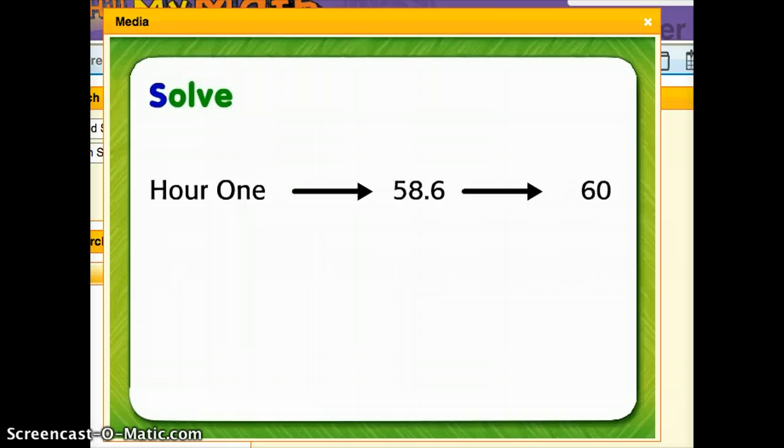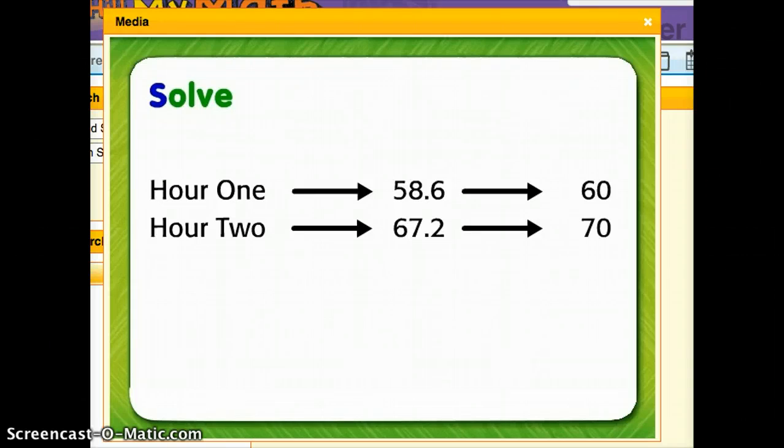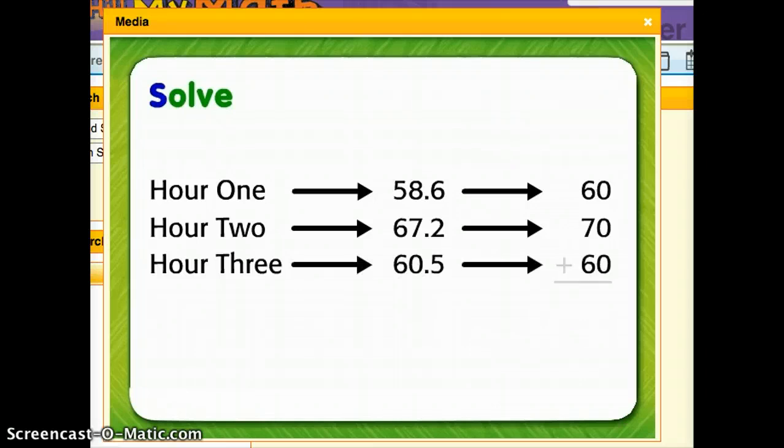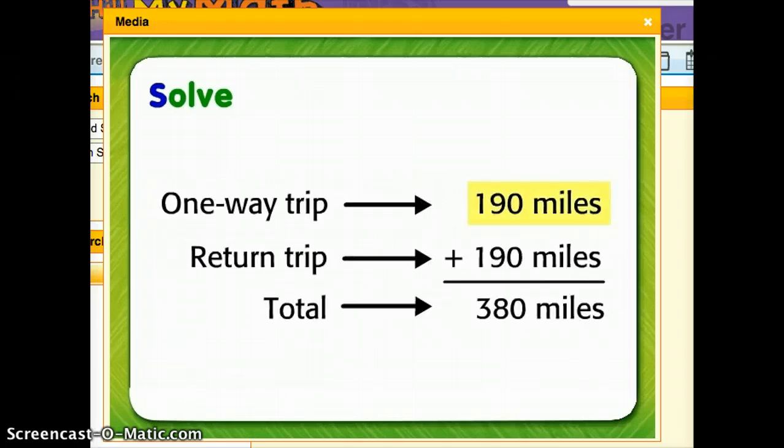Now, let's solve the problem. Well, we know that in hour 1 they drove 58.6 miles. We can estimate that to be about 60 miles. We know that in hour 2 they drove 67.2 miles. That's about 70 miles. And we know that in hour 3 they drove 60.5 miles, which is about 60 miles. 60 plus 70 plus 60 equals 190. The one-way trip was about 190 miles. The return trip was another 190 miles. Mandar's family traveled about 190 plus 190, or 380 miles.